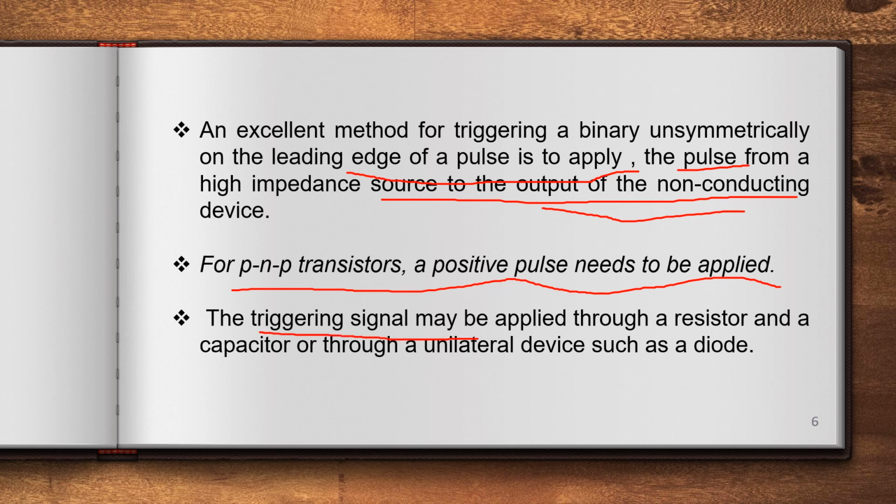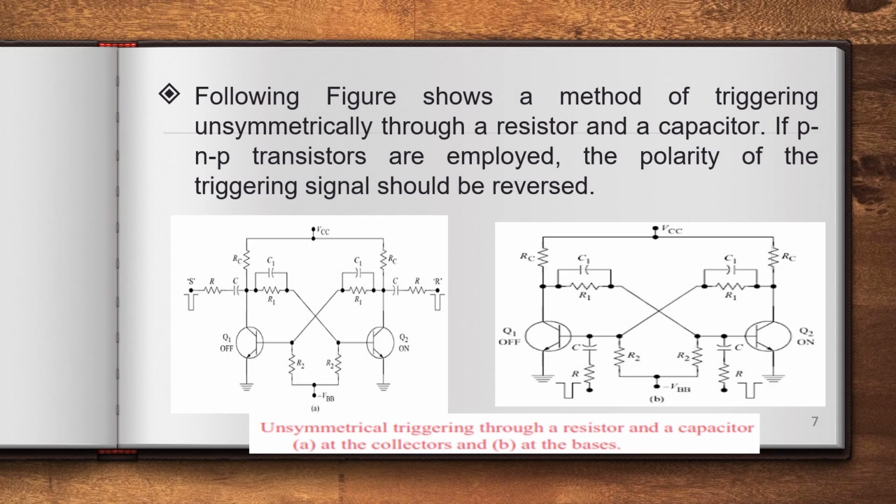The triggering signal may be applied through a resistor and a capacitor, or in another method through a unilateral device such as a diode. This figure represents the method of triggering unsymmetrically through a resistor and capacitor. If PNP transistors are employed, the polarity of the triggering signal should be reversed. Suppose you apply a negative pulse here; for a PNP transistor, a positive pulse is required. That is the only basic difference when the circuit is implemented using PNP transistors.